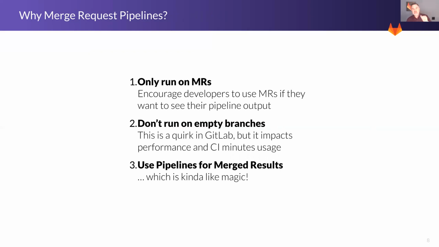The second is they don't run on empty branches. So you're kind of working around that quirk in GitLab where whenever you create an empty branch, you're running your whole set of your tests and everything. But the third, which is super cool, is you can do pipelines for merged results. But you kind of got to understand what those are, how they're used, and when they run in order to take advantage of the power. And so I'm going to hopefully break that down a little bit in this presentation.